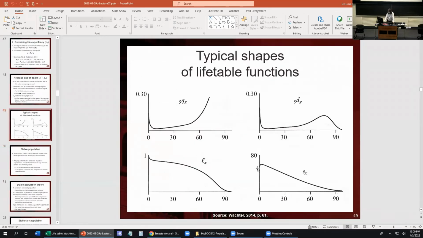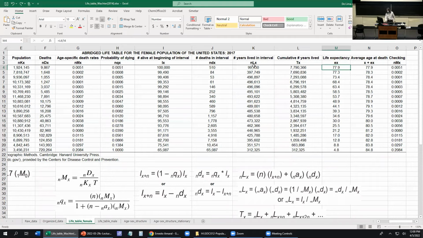In this typical curve, it was low, increase, and then decline. In the case of the US 2017, it's already declining, 77.9 to 77.3. That happens because the infant mortality rate is not so high. So the life expectancy is always declining. But we could see an increase if the mortality rate was too high.